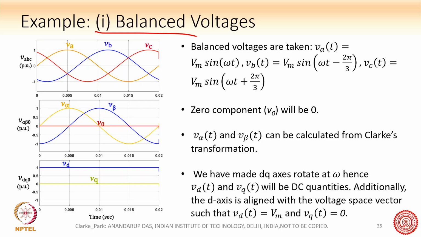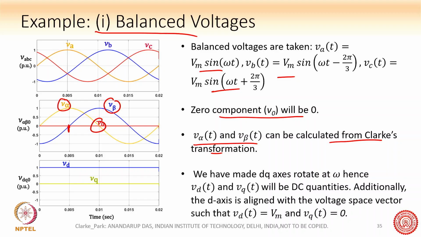So you have balanced voltages like this which are given by these equations, and of course since it's a balanced case, the 0 component will be 0. V beta is 90-degree lagging in time, because the beta axis is 90-degree leading to the alpha axis in space. So V alpha and V beta can be calculated from the Clarke's transformation, and these are the values.